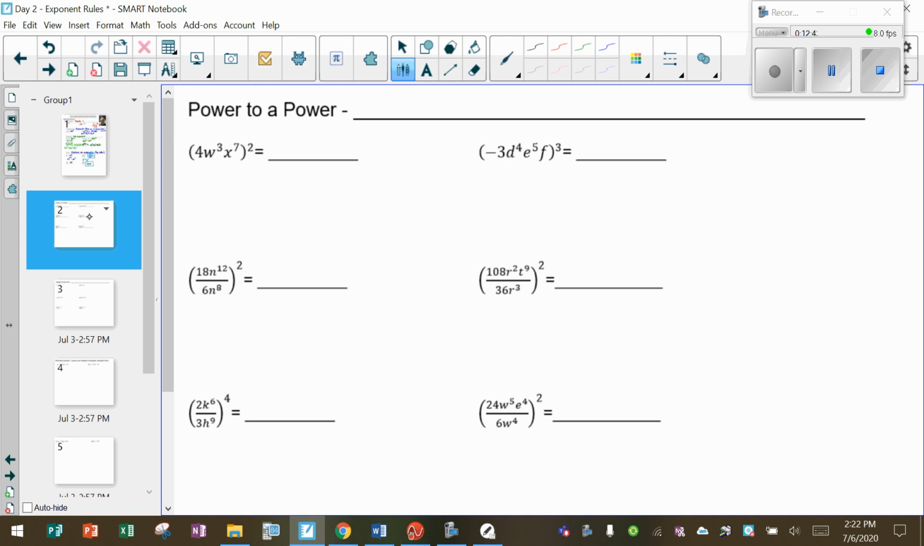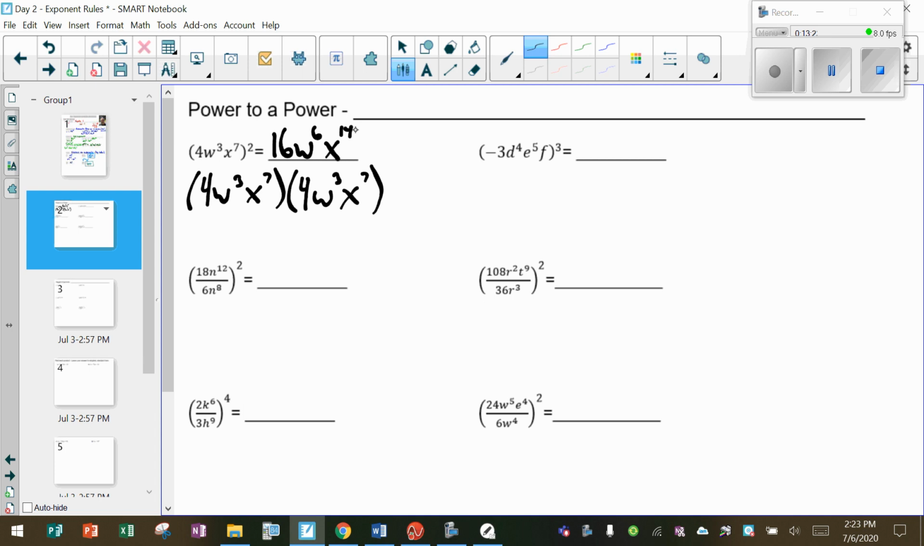A couple more. Next, power to a power. This means one exponent raised to another exponent. Now, I'm sure that you know that doing an exponent of 2 means to square it. So 4w cubed x to the 7th, that whole thing squared, means technically we would have 2 of those parentheses being multiplied times each other. But with these parentheses not having plus or minus signs in them, we don't have to distribute. We're just multiplying 4 times 4, w3 times w3, x to the 7th times x to the 7th.